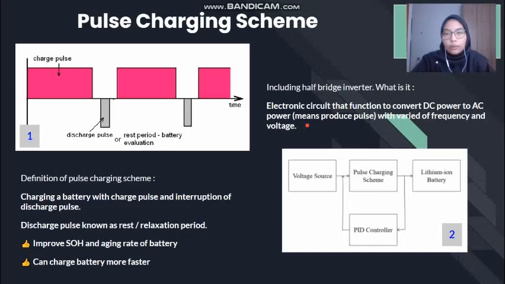Why do we need a half bridge inverter in this circuit? Half bridge inverter is known as an electronic circuit that functions to convert DC power to AC power, which means it produces a pulse with a variety of frequency and voltage. So this pulse charging scheme can provide basically two advantages.